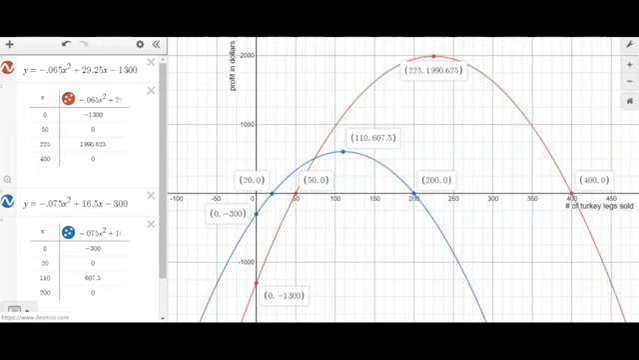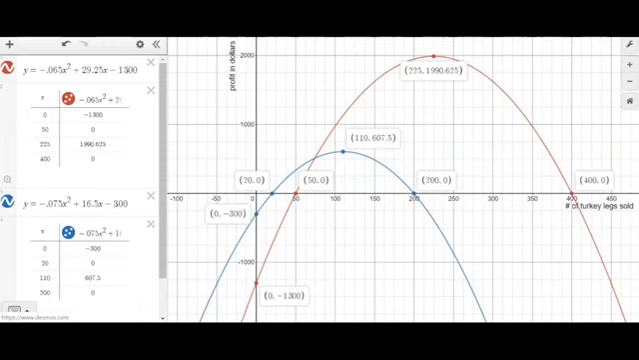Number 8 asks us to discuss what P of T is greater than or equal to 500 means in context for each day. So there we're saying P of T, which we know is the profit. So we're looking for parts of each function where the profit is greater than or equal to $500.